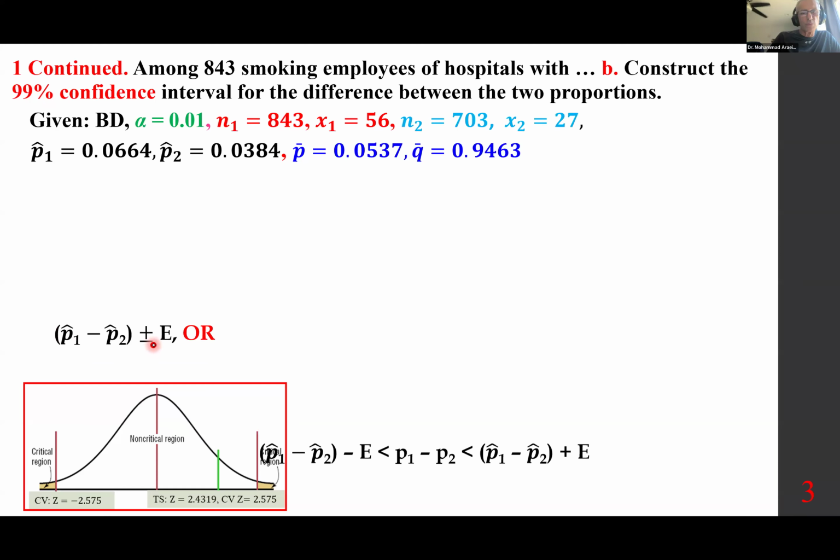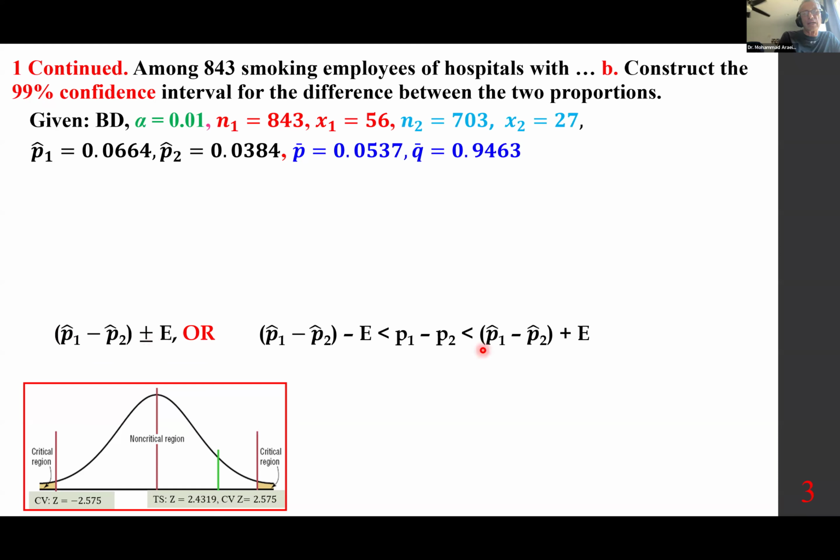So what is the formula? And this is another way of writing it. P1 hat minus P2 hat minus E, or plus E, and P1 minus P2 is in between. Either one. Which one do you use? The one that they ask you. Having said that, P1 hat minus P2 hat, we have the two values, P1 hat and P2 hat, we calculate that, and we get 0.028022.